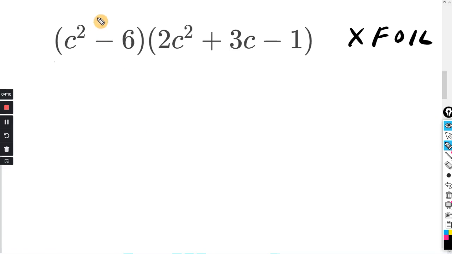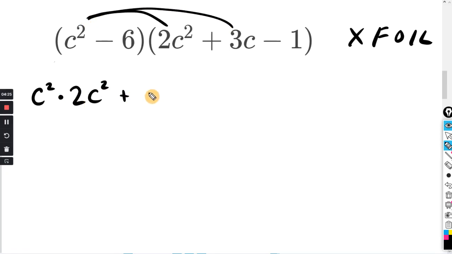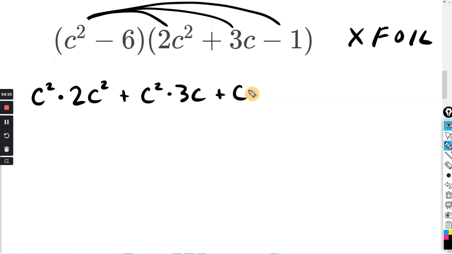We'll start with c squared. We're going to do c squared times 2c squared. And then we're going to do c squared times 3c. And then we're going to do c squared times negative 1. We distributed the c squared to everything here. And now we move on to the next term.